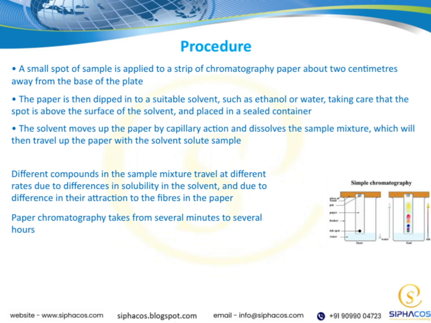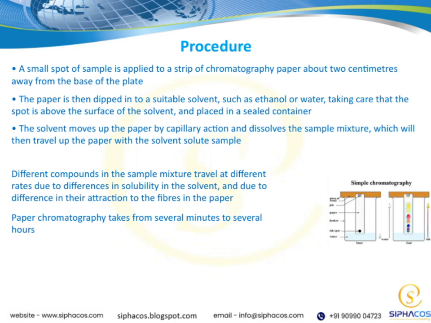It begins with applying a small spot of the sample onto a strip of chromatography paper, usually about 2 centimeters from the bottom. Next, we dip the paper into a suitable solvent, like ethanol or water, making sure that the sample spot is above the surface of the solvent. Then, we place the setup in a sealed container to prevent evaporation.